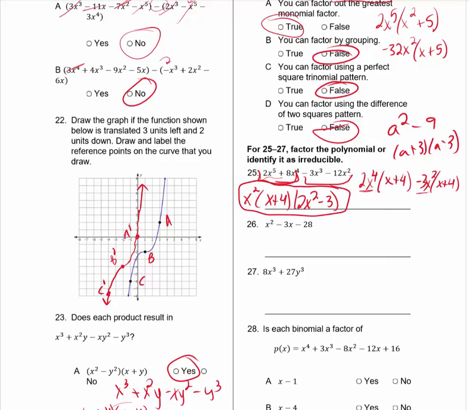So if that was confusing, I would have ended up with 2x to the fourth minus 3x squared in one of the parentheses, but these have something in common you can take out. So that's why I took the x squared out and put it at the beginning, and then had the 2x squared minus 3.